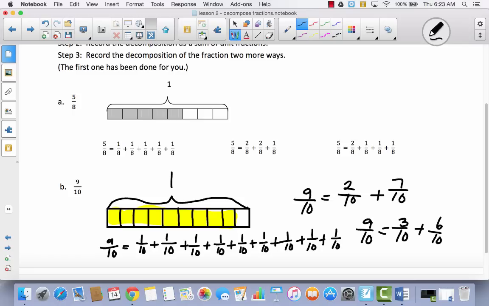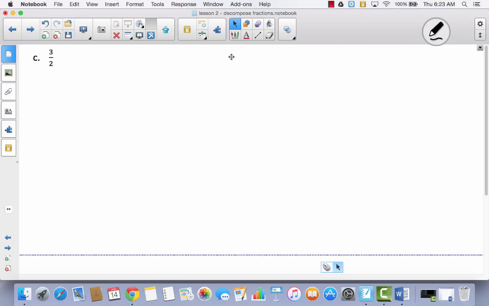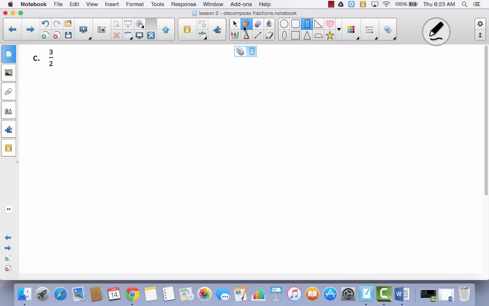Okay, maybe you came up with something different, and that's okay. All right, let's take a look at C. So this time we have 3 halves. The first thing you'll notice is that the number on top is bigger than the number on the bottom. So that means that we're going to have a tape diagram that's greater than one whole. So let's go ahead and draw our tape diagram.